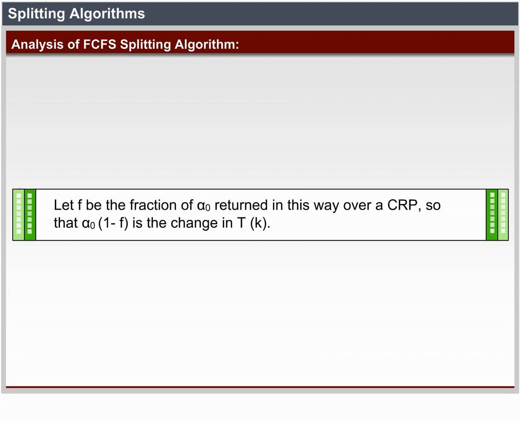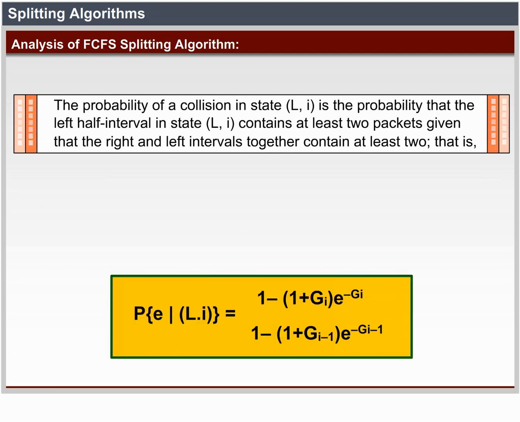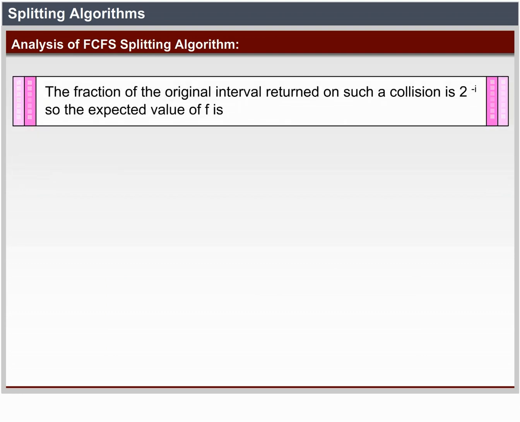The probability of a collision in state L,i is the probability that the left half interval in state L,i contains at least 2 packets, given that the right and left intervals together contain at least 2, that is, the equations shown on this screen. The fraction of the original interval returned on such a collision is 2 to the power minus i, so the expected value of f is given by the equations shown on this screen.